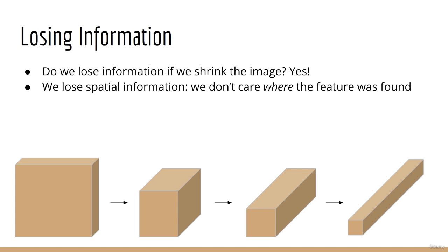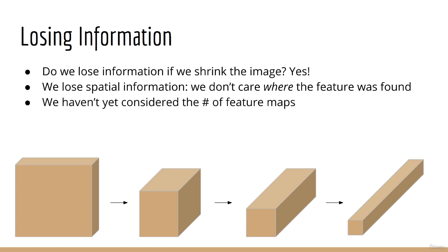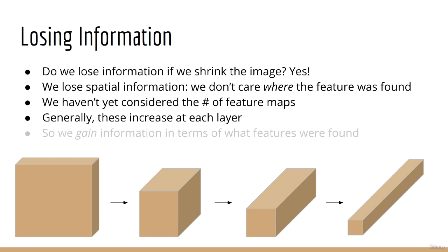But there's another component of the convolution process we haven't considered yet, which is the number of feature maps. Again, we have a general pattern to follow, which is that while the size of the image generally decreases, the number of feature maps generally increases. In other words, I don't care where the feature is found, I just care that it was found. But I do care about different possible features I can find. So while you're losing spatial information, you're gaining information in terms of what features were found in the image.